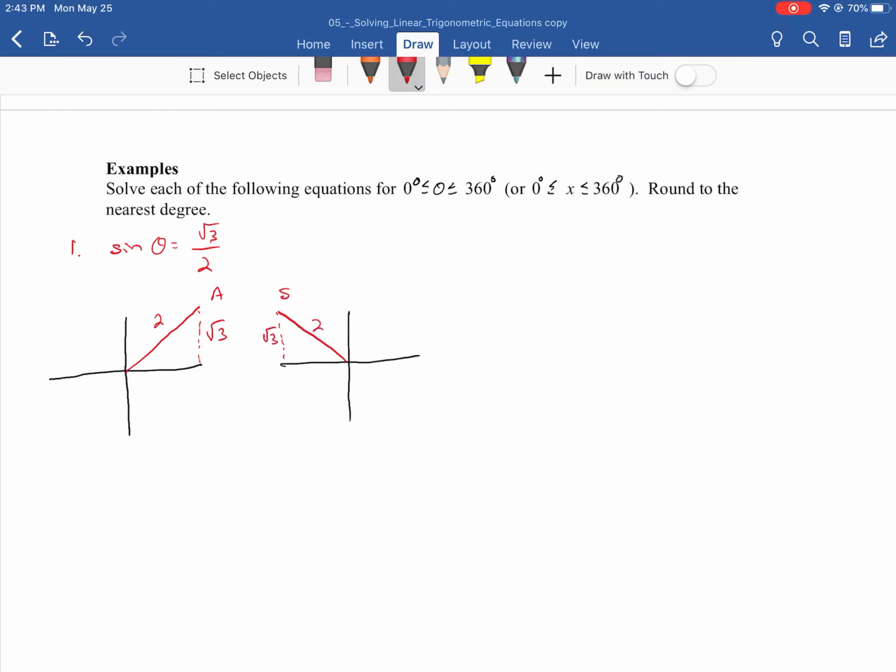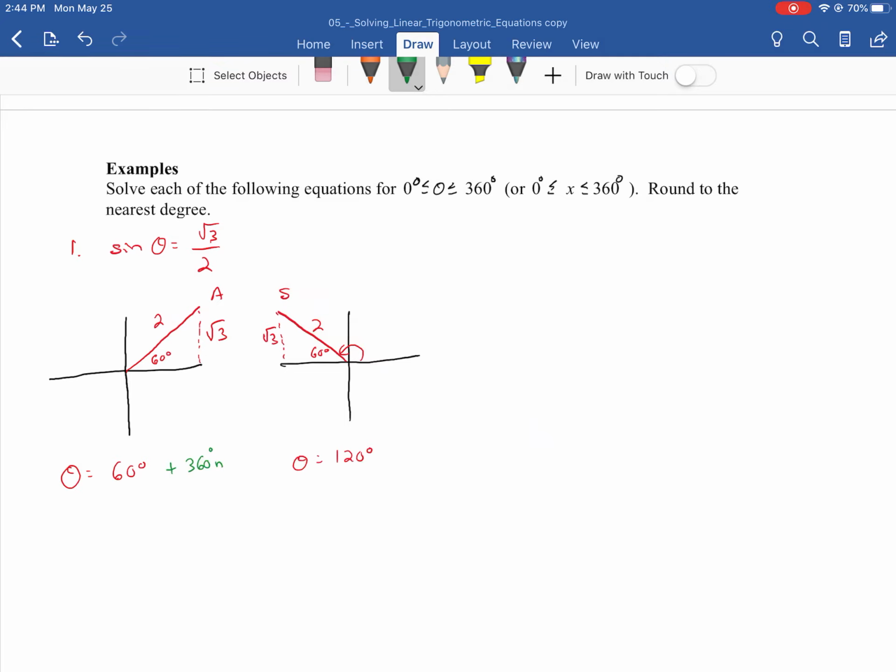And they told us that opposite over hypotenuse was root 3 over 2. So there's root 3 and there's 2. And in this diagram too, there's root 3 and there's 2. So opposite over hypotenuse, root 3 over 2. And so in degrees then, this related acute angle is 60 degrees right in the special triangle there. So what are the two answers here? Well, theta in the first picture could be 60 degrees, or theta could be 120 degrees with the related acute angle being 60 degrees. So I get two different answers in the first cycle.